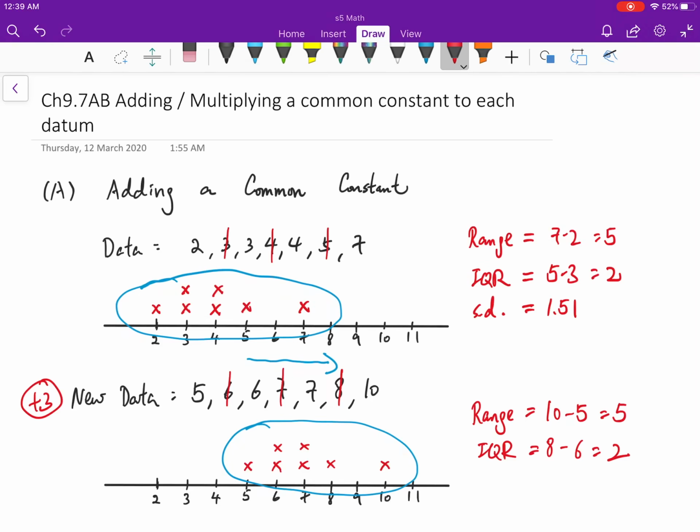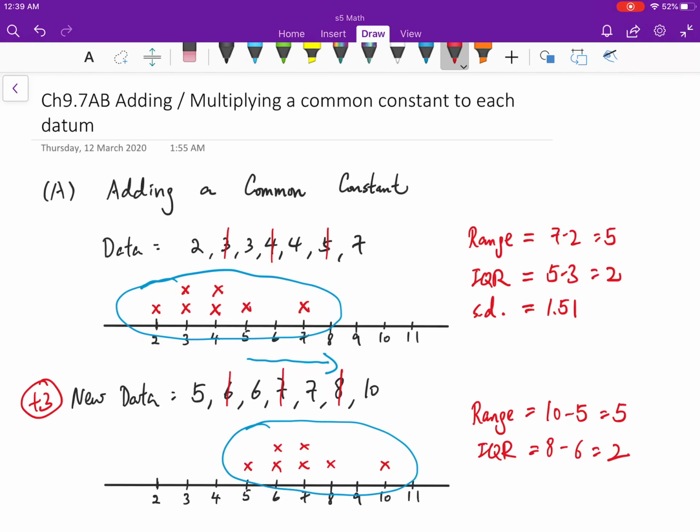So how about if we add a common constant, say if we add 3 to each data, then we get a new data set, right? The new data are 5, 6, 6, 7, 7, 8, and 10. So let's draw this data on the number line. And we get 1 of 5, 2 of 6, 2 of 7, 1 of 8, and 1 of 10.